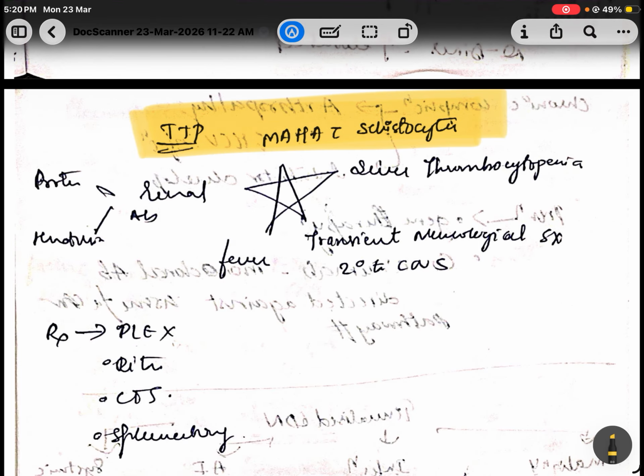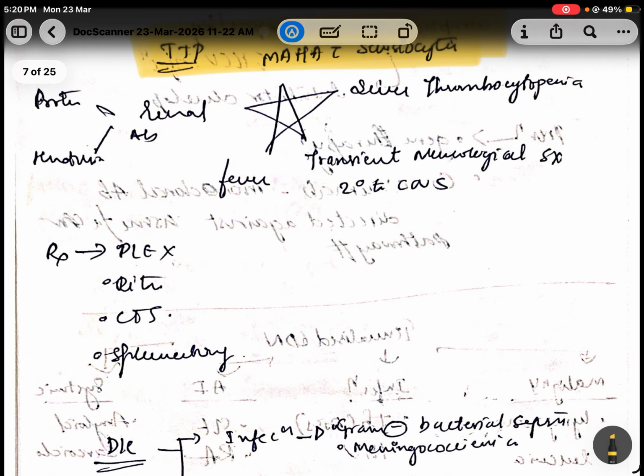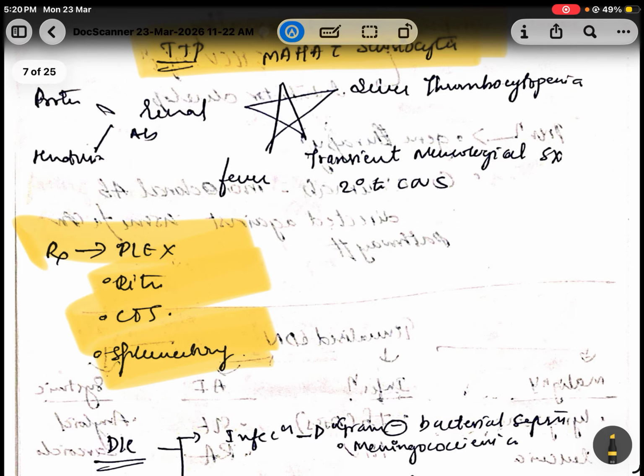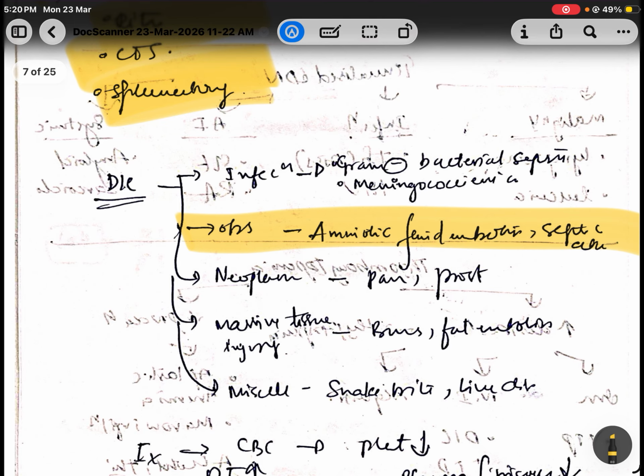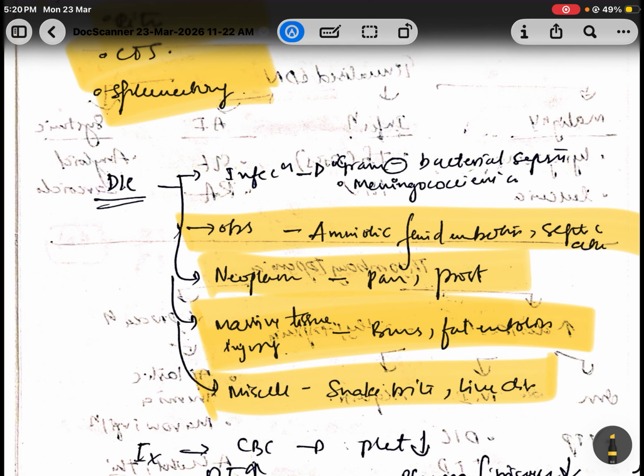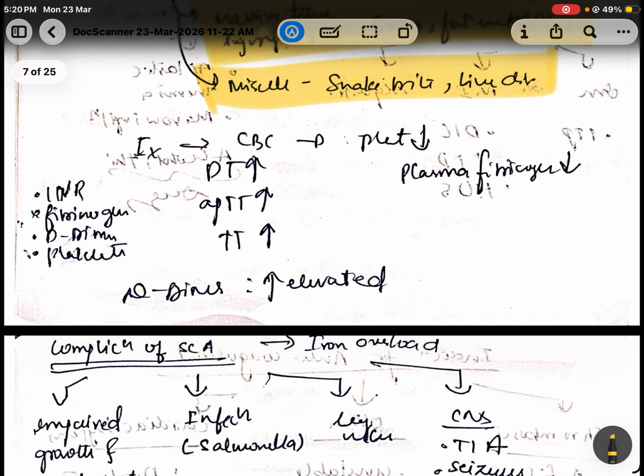Again, the pentad of TTP is something they would ask, along with how you go about the treatment. So I think even if you just go through it, it is self-explanatory. Then again, DIC, major important things. Again, you need to highlight and come to a proper conclusion. Okay. Then again, how do you manage it?